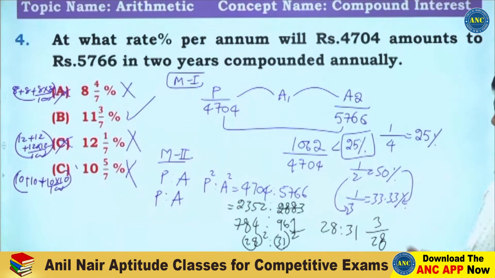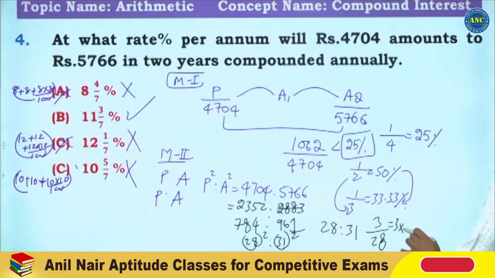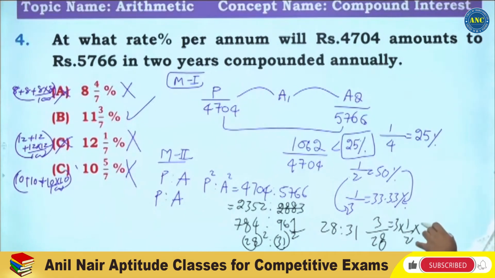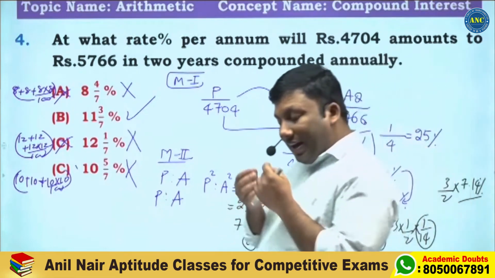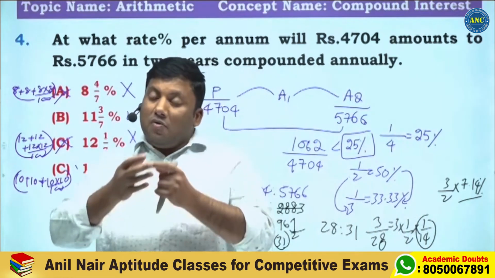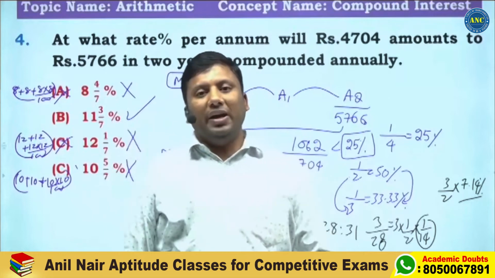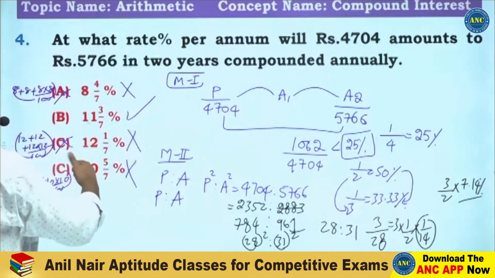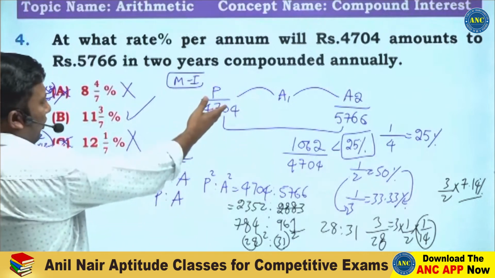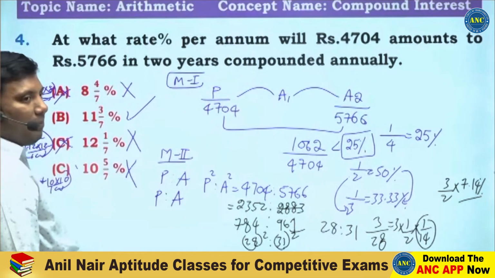3 by 28. These 3 into 1 by 2 into 1 by 14. 1 by 14 is 3 by 2 into 7.14. See how much calculation it is required. Exactly, that is the reason. Depending upon the merit of a question, directly, because options are 8, 11, 12 and 10. It is a 5 seconds question if you understand how to do an overall percentage.